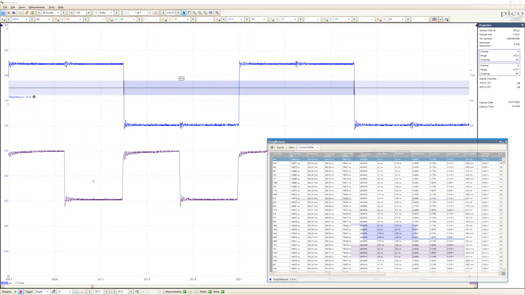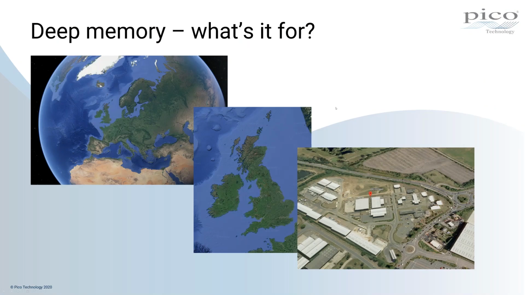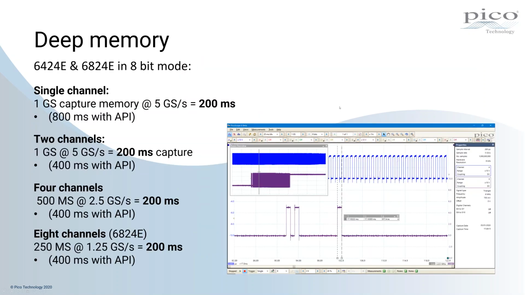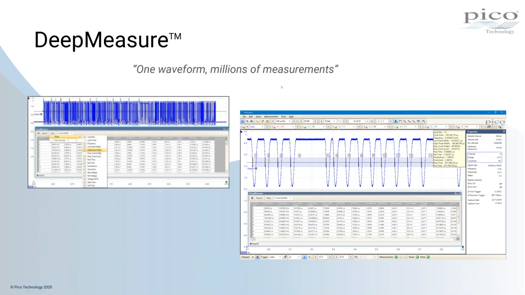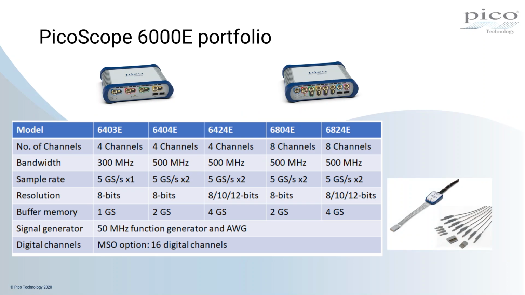So just switching back to the presentation, we've looked at deep memory. We've looked at DeepMeasure for making up to millions of measurements on a single waveform, and analyzing those characteristics. And just to finish off the video here, there's a note here of the PicoScope 6000E portfolio.